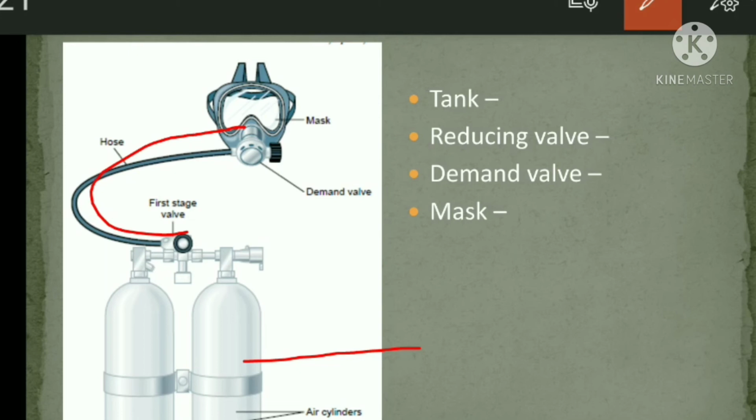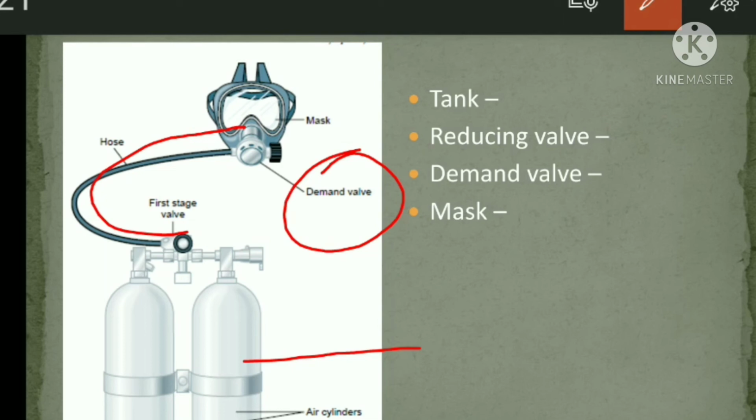You can see here there is a valve which is also known as demand valve. There are two valves. One is the reducing valve, for reducing very high pressure from the tank to a lower pressure level, and the second is the demand valve, which pulls air into the lungs with negative pressure breathing. Now expired air is released into the surrounding water.